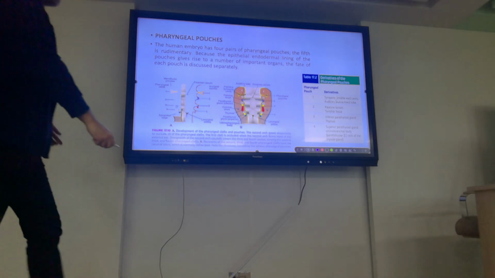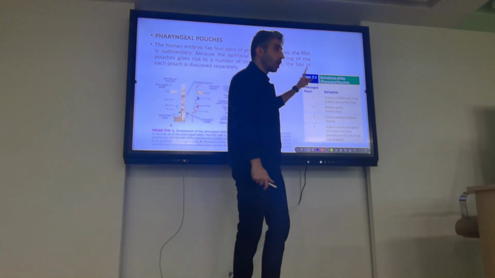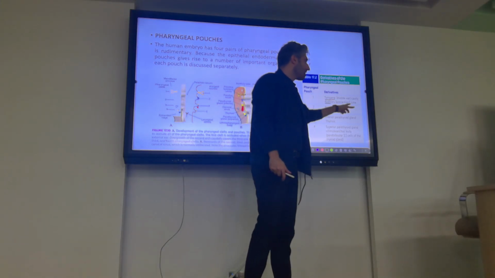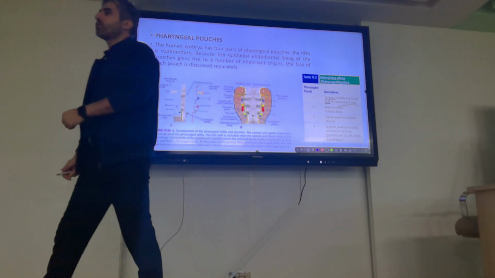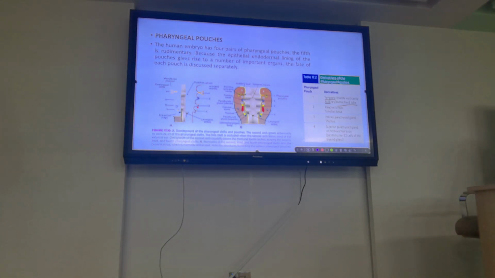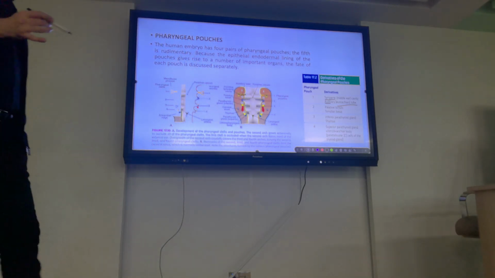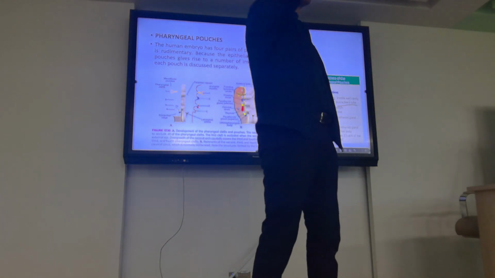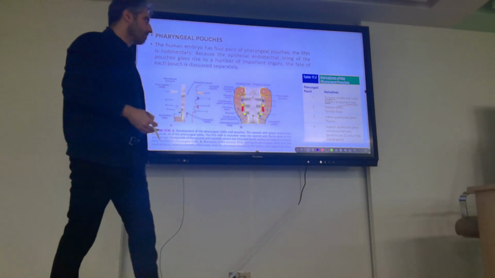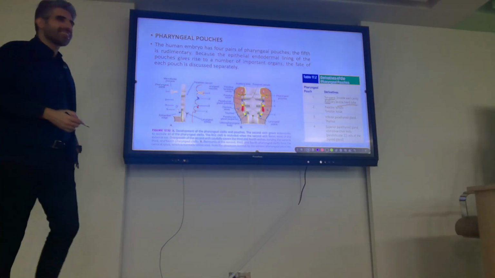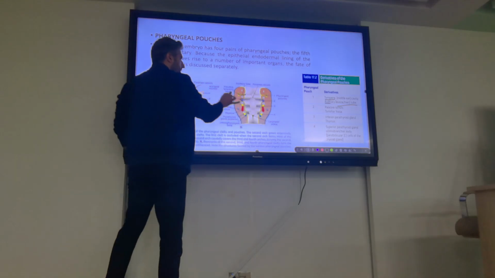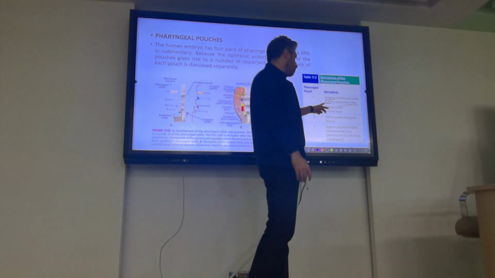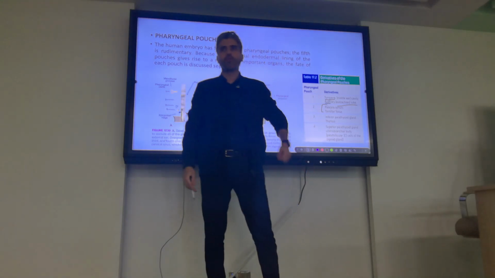So look at the table. The first pharyngeal pouch makes the tympanic cavity, middle ear, and eustachian tube. So if I ask you in the final exam which of the following structures is made by the first pharyngeal pouch, you should know the tympanic cavity and eustachian tube. What about the second pharyngeal pouch? The second pharyngeal pouch makes the palatine tonsil and tonsillar fossa.